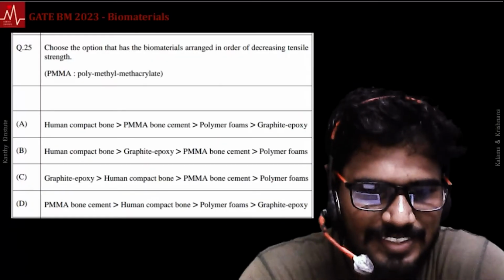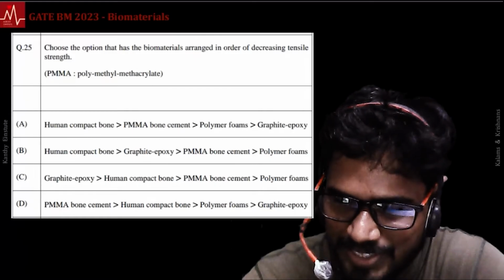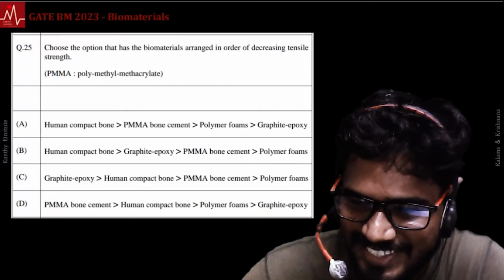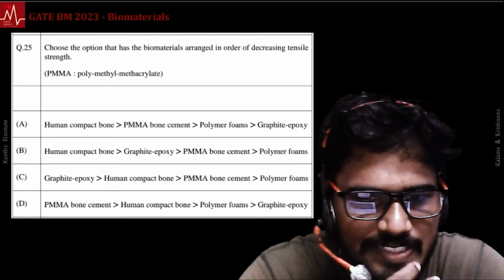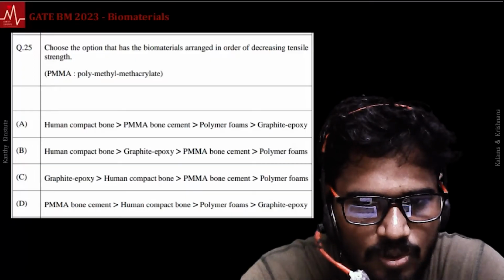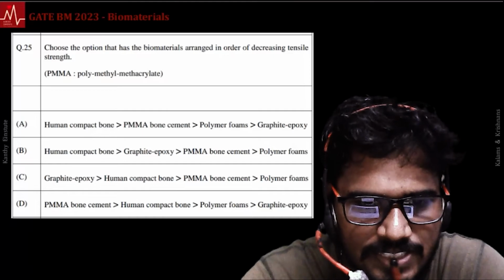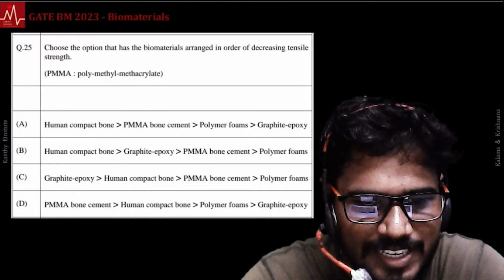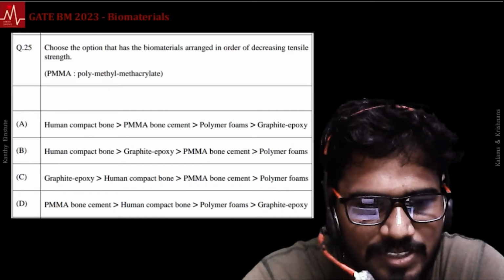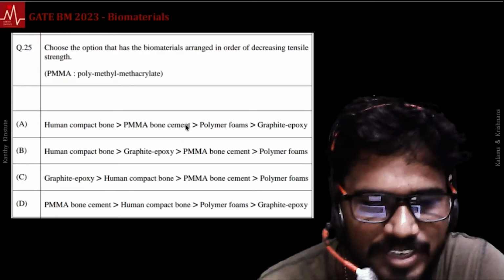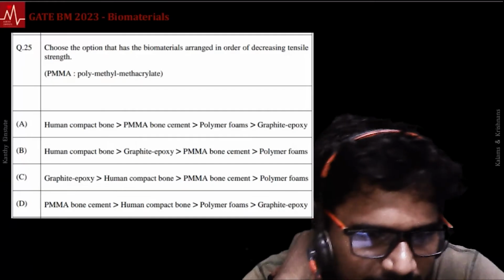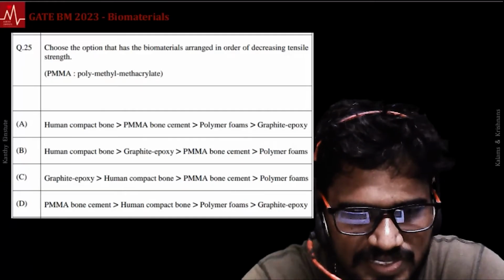Finally, this inevitable question, at least one question, often two questions. Stress strain curve, right? We are into that. Choose the option that has the biomaterials arranged in order of decreasing tensile strength. PMMA, polymethyl methacrylate, human compact bone. There is no abbreviation for that, is it? Only PMMA is abbreviated. Fine. Orthopedic application. Not necessarily that.